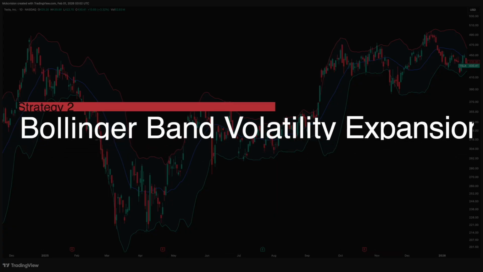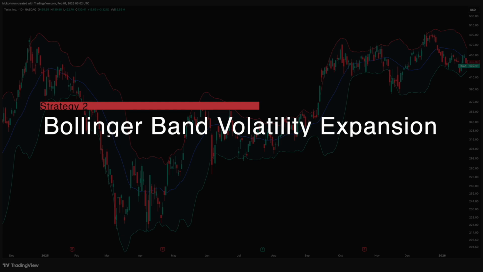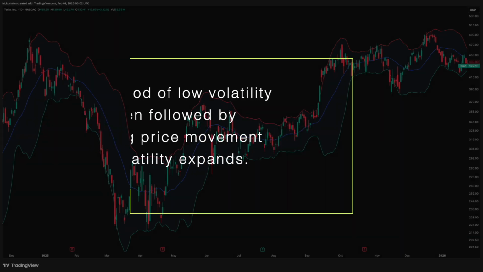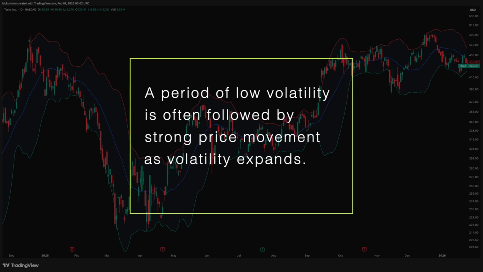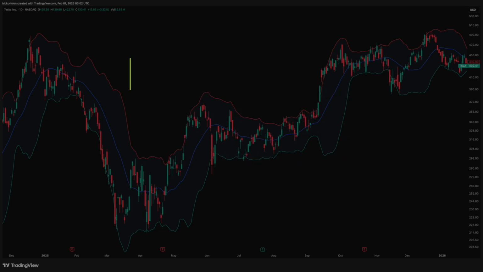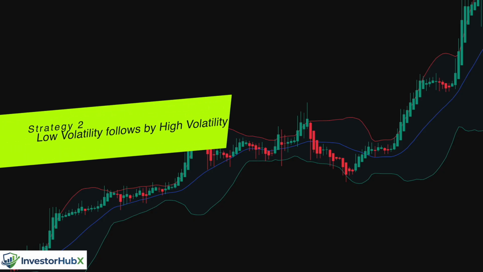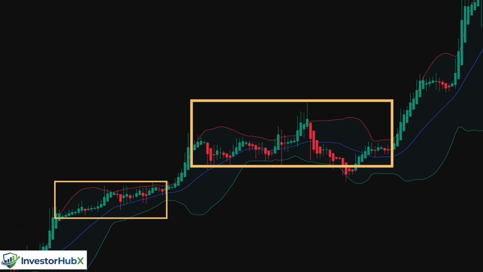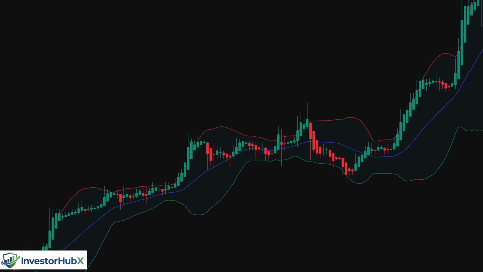The second strategy is the Bollinger Band Volatility Expansion setup. This focuses on periods of low volatility, which are often followed by strong price movement as volatility expands. This is Bitcoin in daily time frame. Notice how the price is in an uptrend, followed by a period of low volatility with a squeezing or narrowing of the band. When the price breaks above the band, this tells you the uptrend will continue and you will look at a long entry.